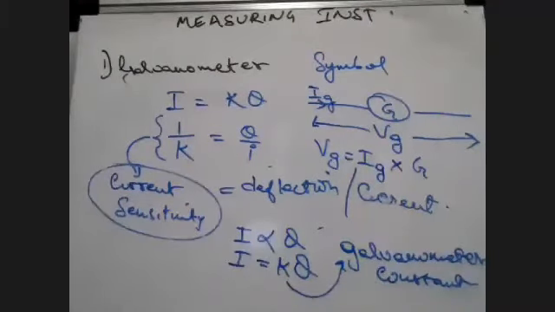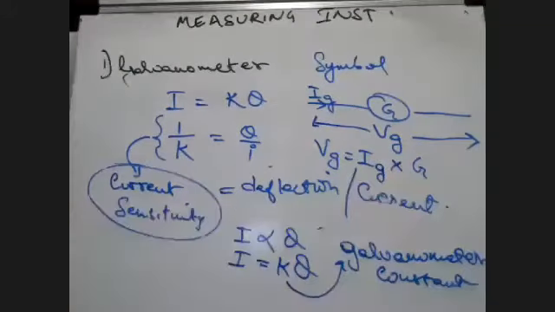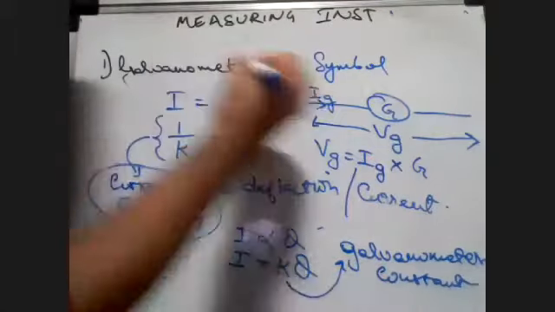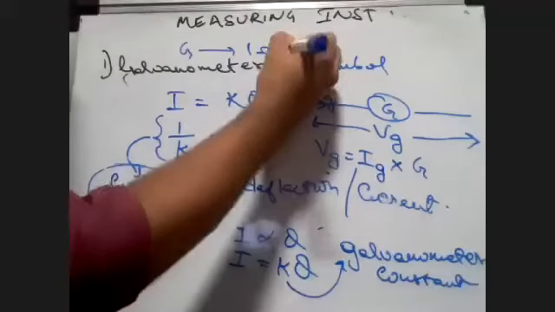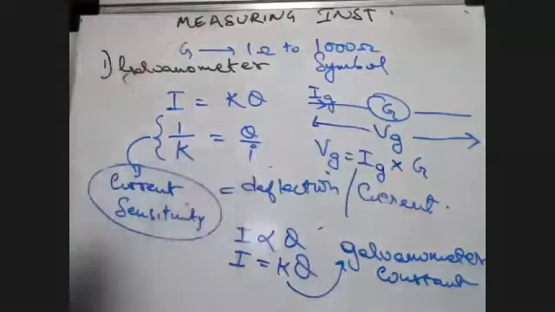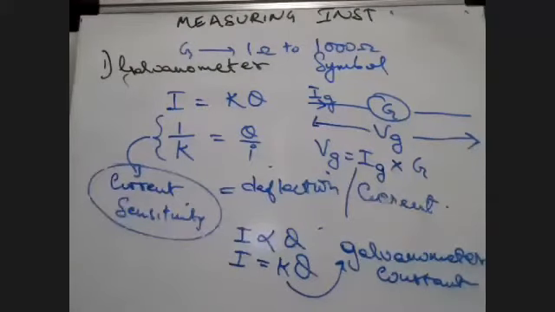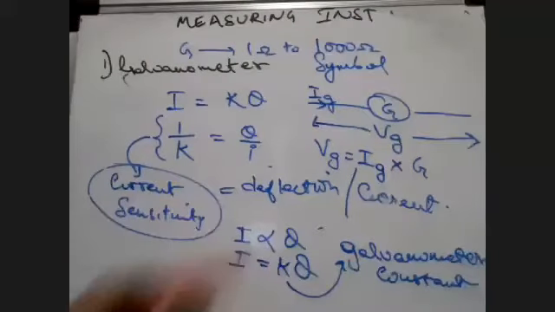Now all you need to know is that this resistance G, practically, if you see what is available in the market, is basically from 1 ohm to 1000 ohms, or 1 kilo ohm. So the range of G is of the order of 1 ohm to 1000 ohms, and then the range of the current.